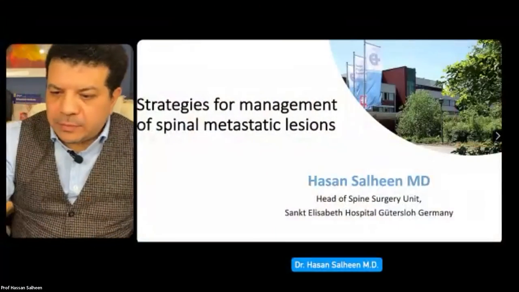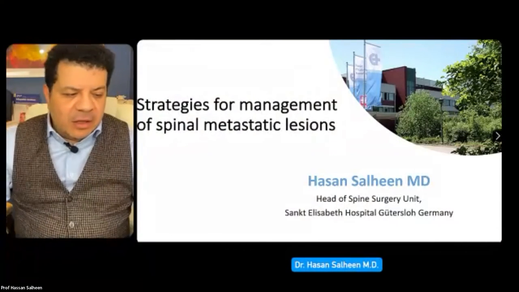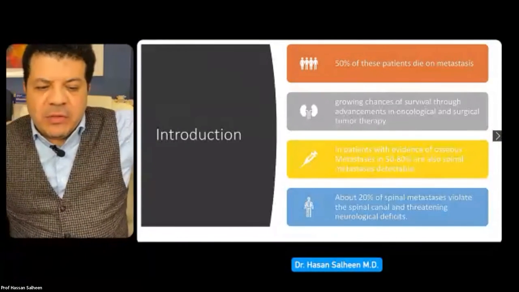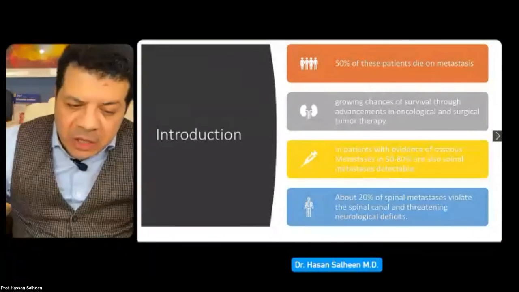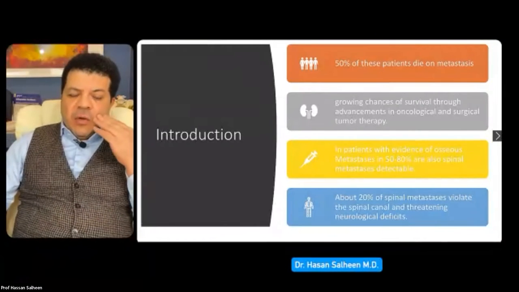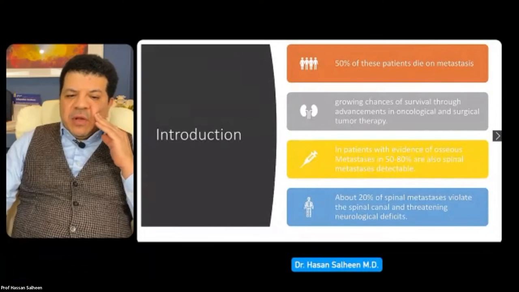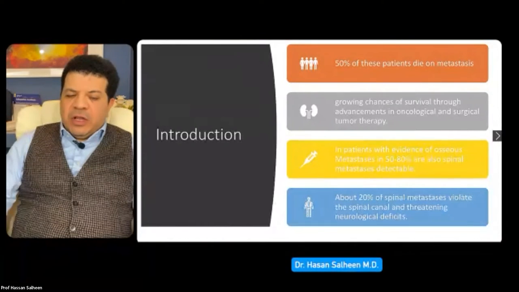I'll just start my talk about the different strategies for the management of spinal metastatic lesions. As an introduction, 50% of the patients with metastatic lesions die of complications of metastasis, usually general complications, multiple organ failure. In 50 to 80% of the patients with evidence of bony metastasis, there are also spinal metastases detectable.